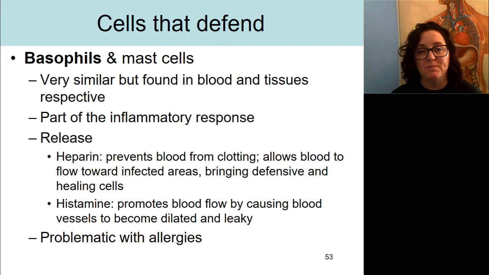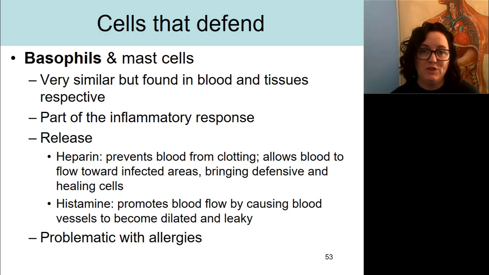I put basophils and mast cells together because they are very similar. They do have different origins in terms of basophils are a type of white blood cell and mast cells are not. However, when they develop into their final form, they are nearly indistinguishable. Both basophils and mast cells are very important for the inflammatory response that we'll talk more about in a little bit. The way basophils and mast cells aid in the inflammatory response is by releasing two important chemicals, histamine and heparin.